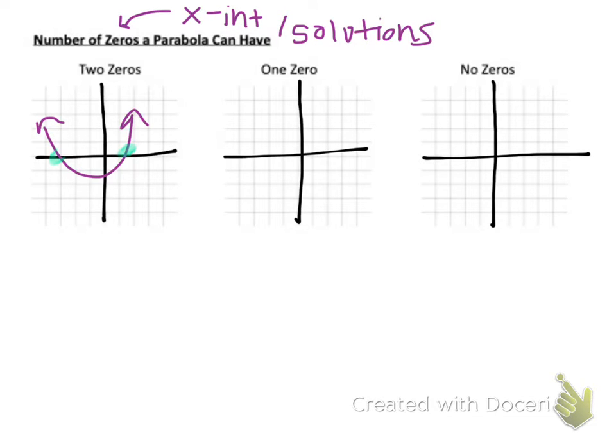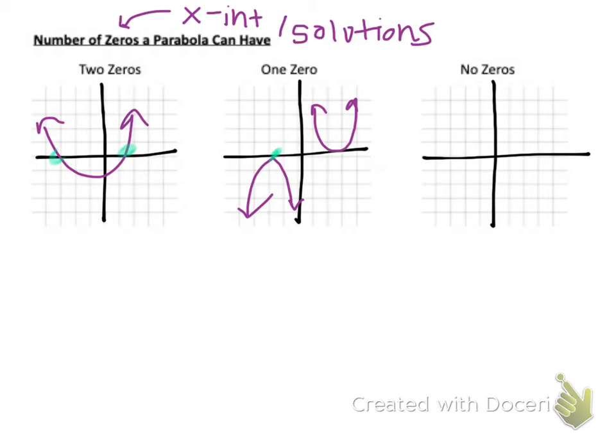It could also be going upside down. The second one says 1 zero, and 1 zero happens when the graph only intersects the x-axis one time. So the only way that would happen is if my vertex was on the x-axis. So here, that's only crossing one time. So that's an example of one solution. Again, it could also go up.